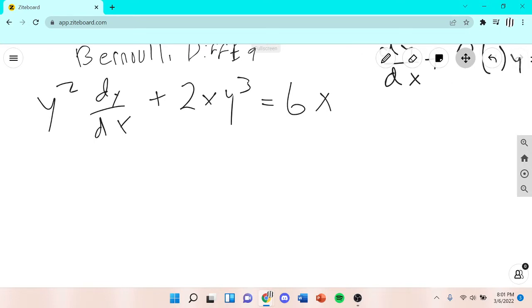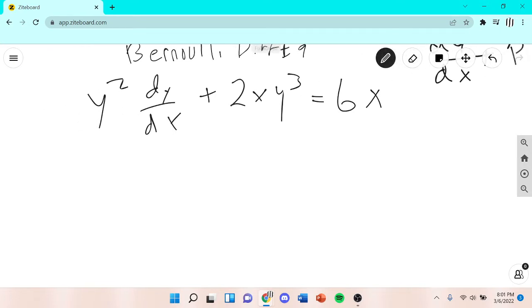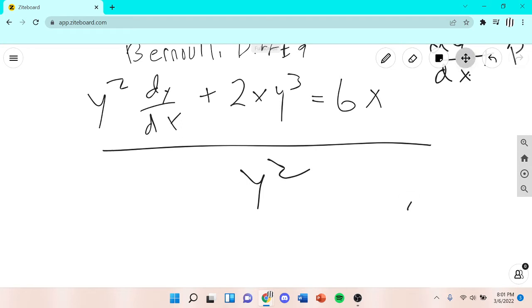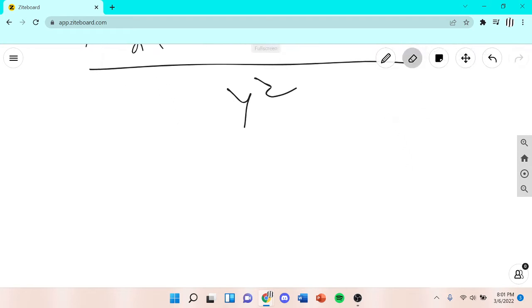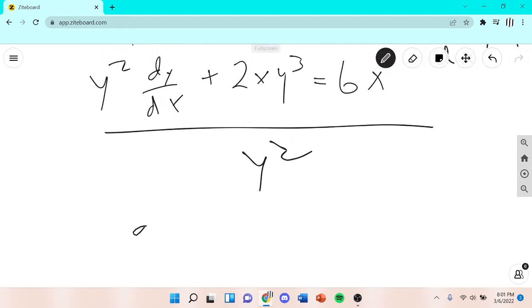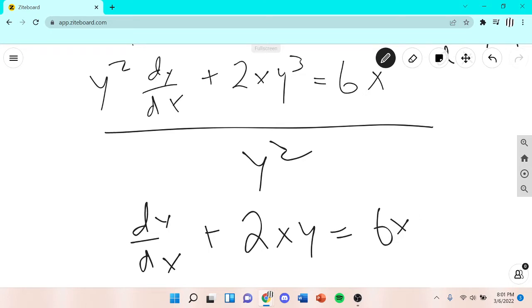To get that, we're going to divide both sides by y squared. So what we get there is dy/dx plus 2xy, and this is equal to 6x over y squared, but I'm going to write it as y to the negative 2. Alright?